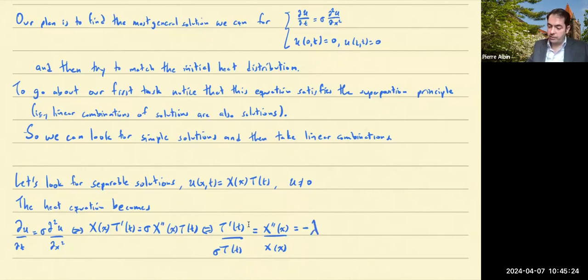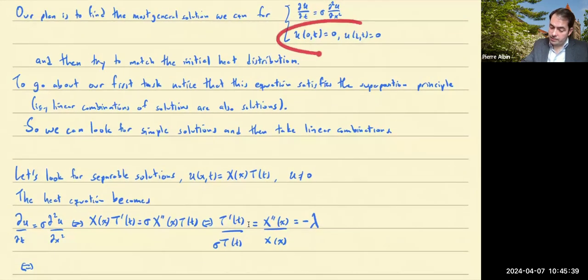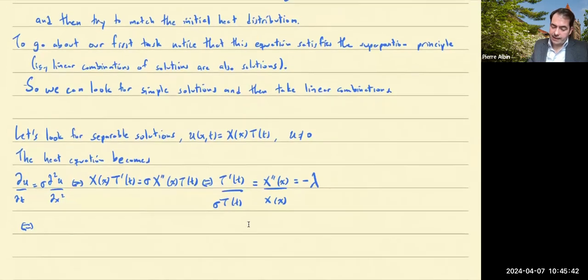Right? The minus sign is just going to make it so we work mostly with positive numbers. And so we can rewrite this equation and bring in the boundary conditions we have here as, well, T prime of t is just going to be minus lambda sigma capital T of t, and capital X is going to satisfy a boundary value problem. Capital X double prime of x is equal to minus lambda capital X of little x. And capital X of 0 is going to be 0. Capital X at L is going to be 0.